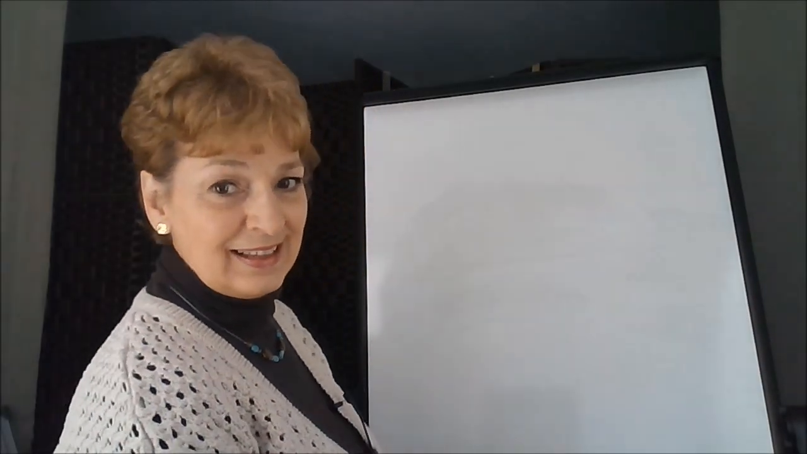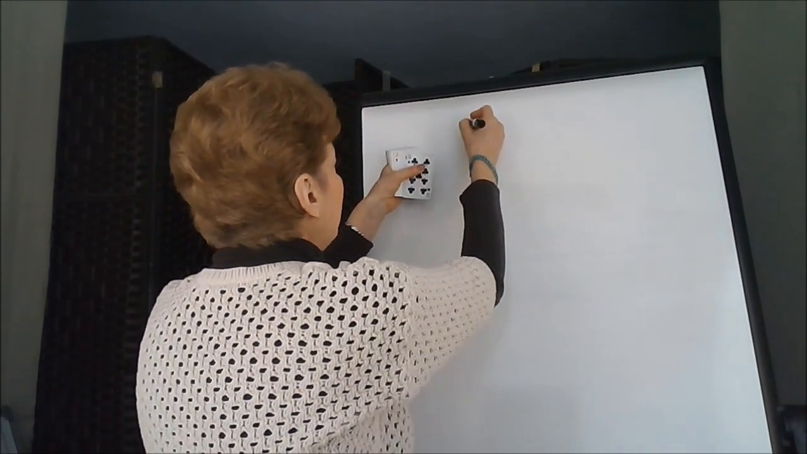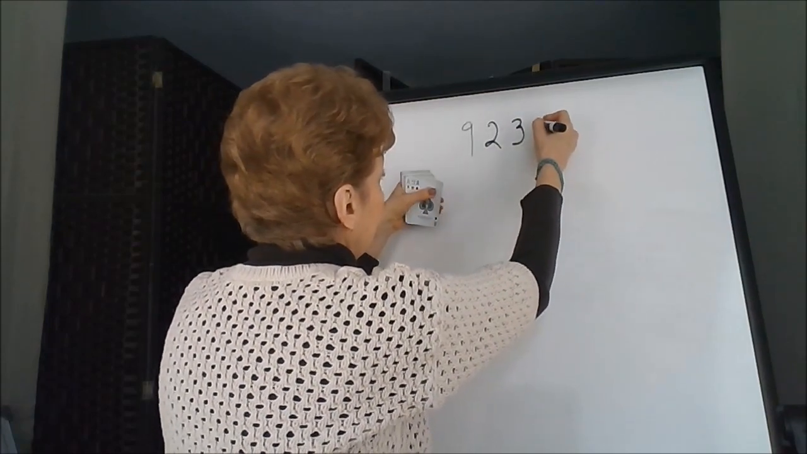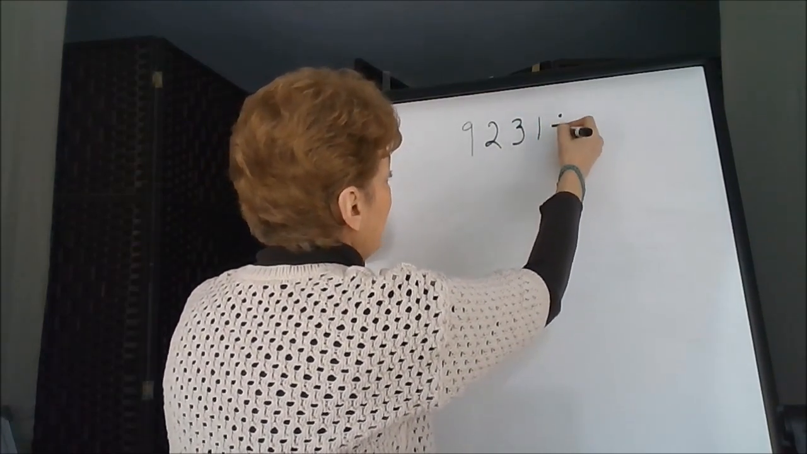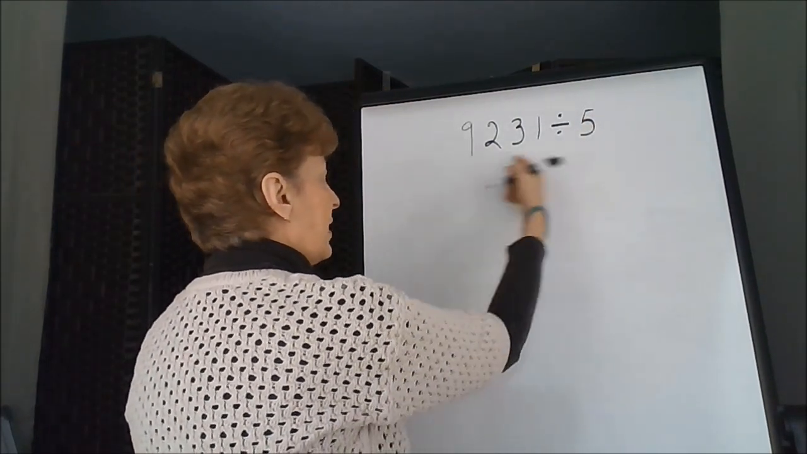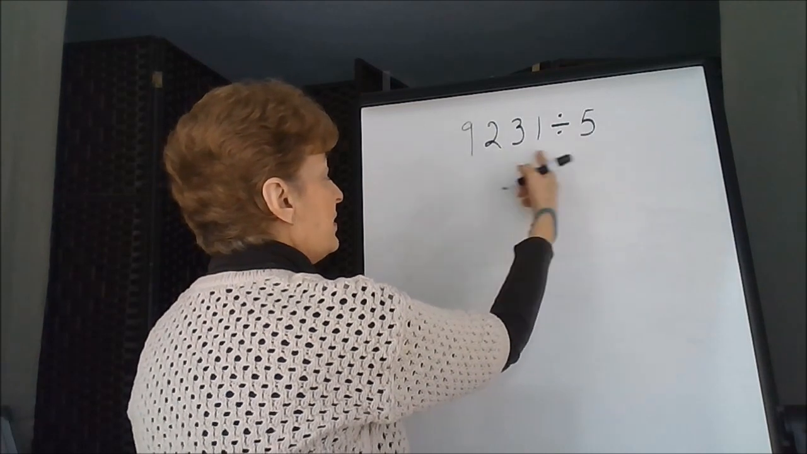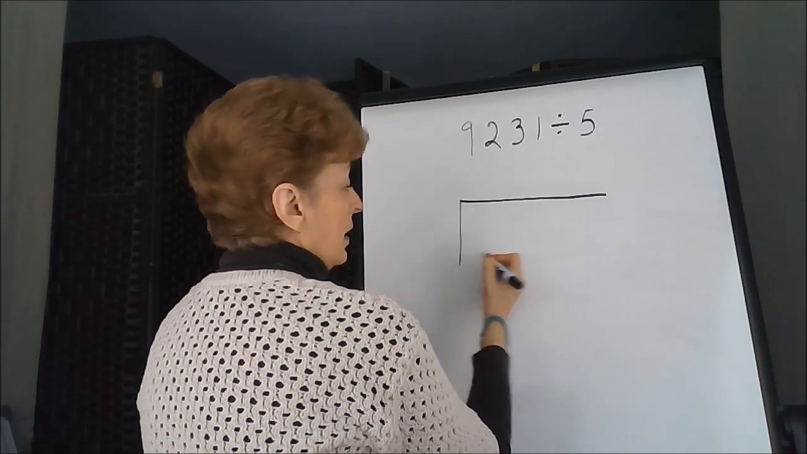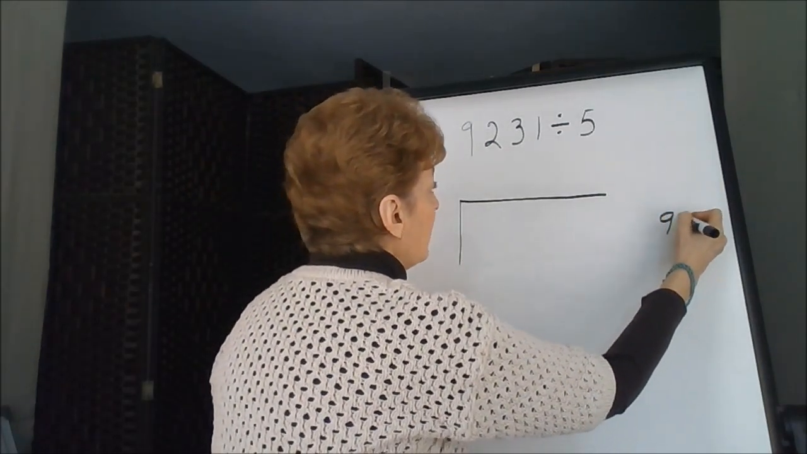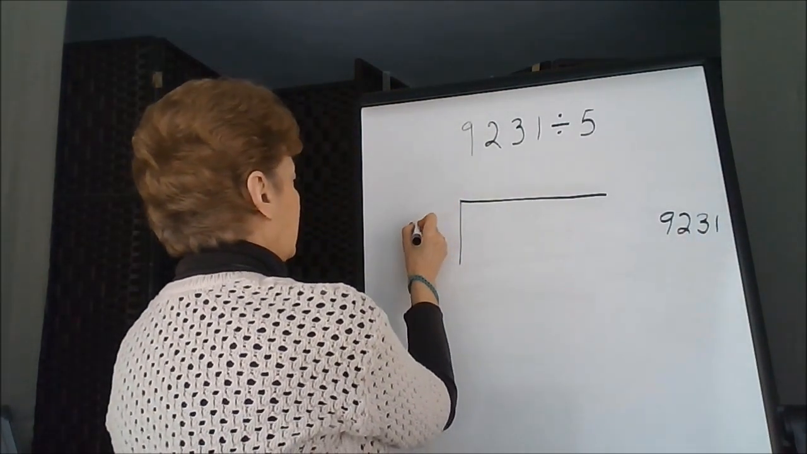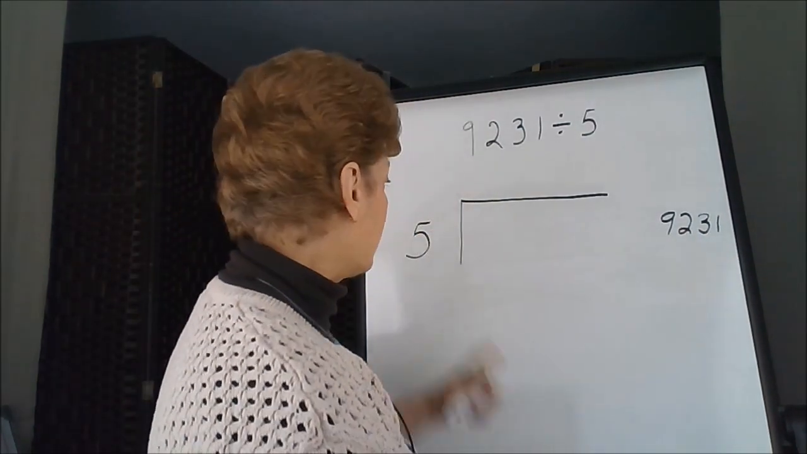Another method of long division is called the box method. Let's get our problem: 9,231 divided by 5. So for our equation, we have our dividend and divisor. We're going to draw a box here and put our number, our dividend, off to the side, and our divisor here.